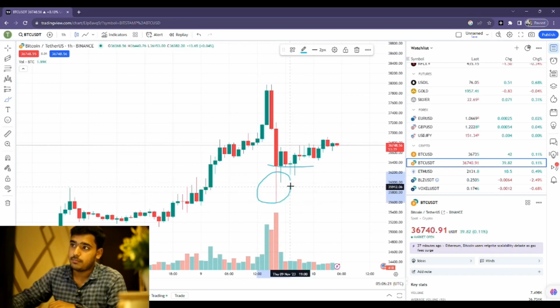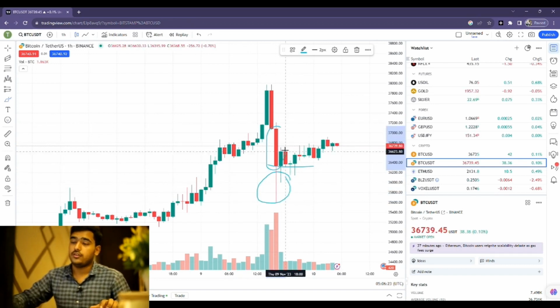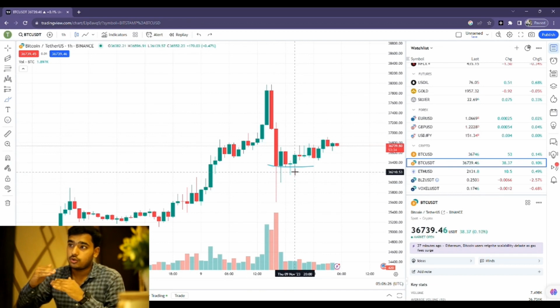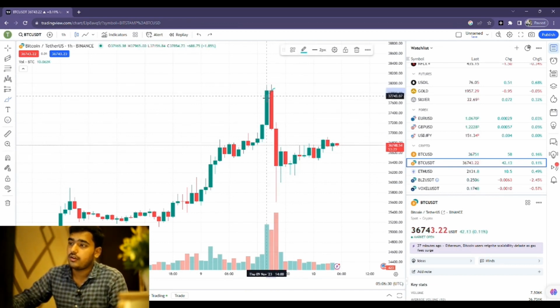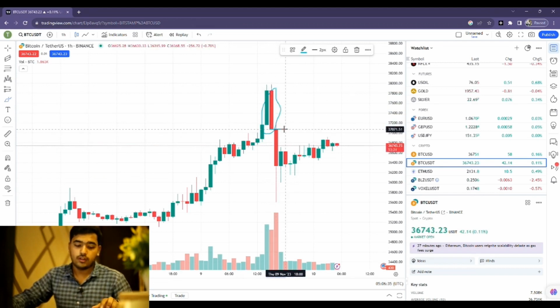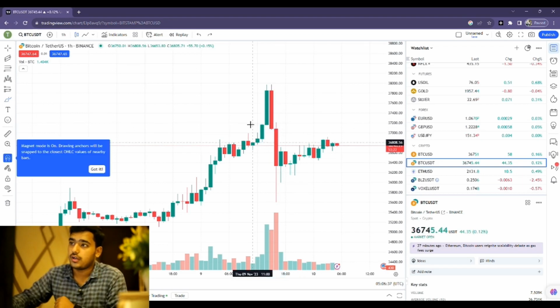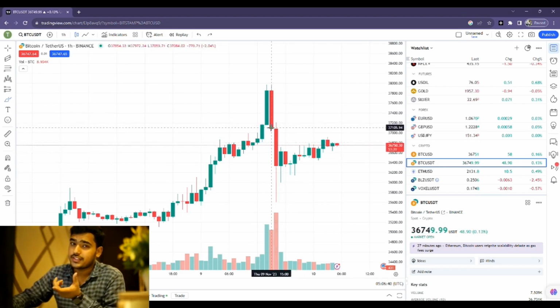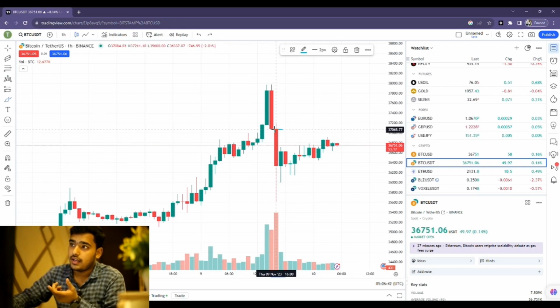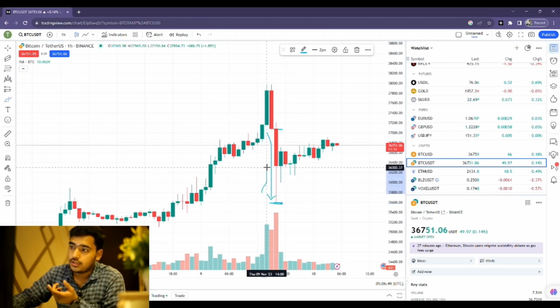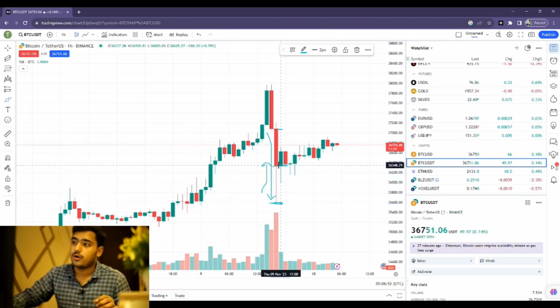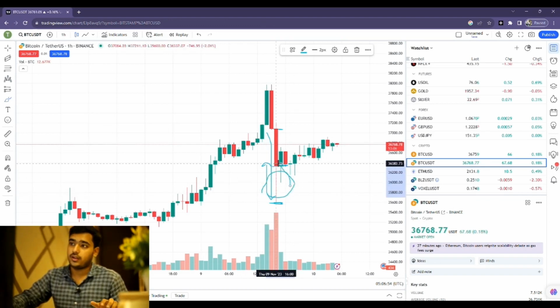So the body is actually where the candle got opened and closed. As you can see, we have the first candle here, and the second candle opened right when the previous candle closed. The second candle opened here and went down, but it didn't close there. It went up again and closed here. So that's why we have the wick formed here. You know what the wick is?